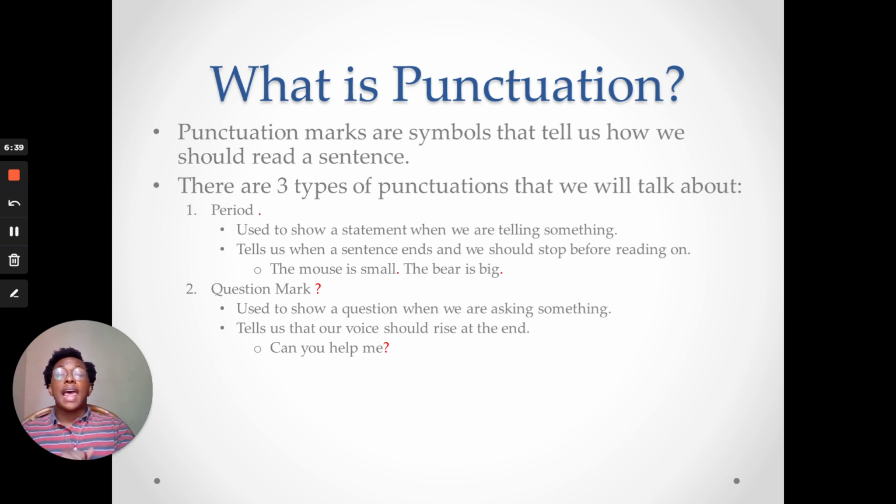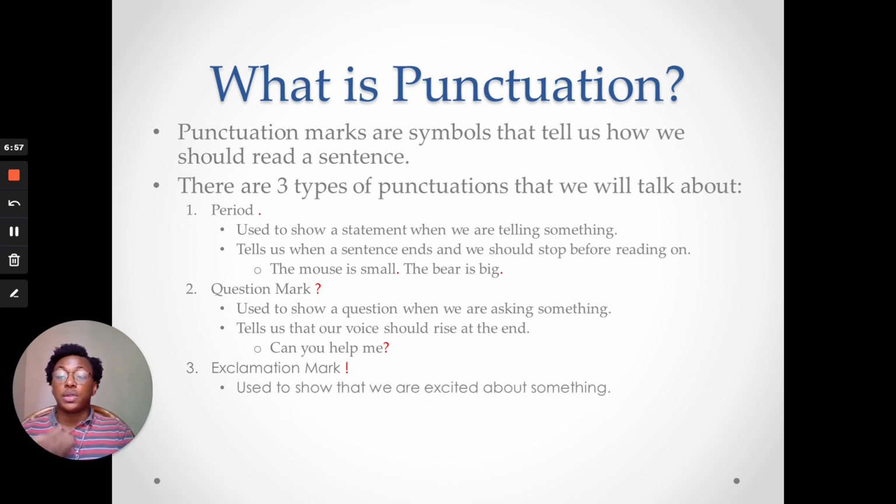And then the last punctuation mark is the exclamation mark. Everybody say exclamation mark. One more time, exclamation mark. And the exclamation mark is used to show that we are excited about something. And so it tells us that we should say our sentence with feeling.